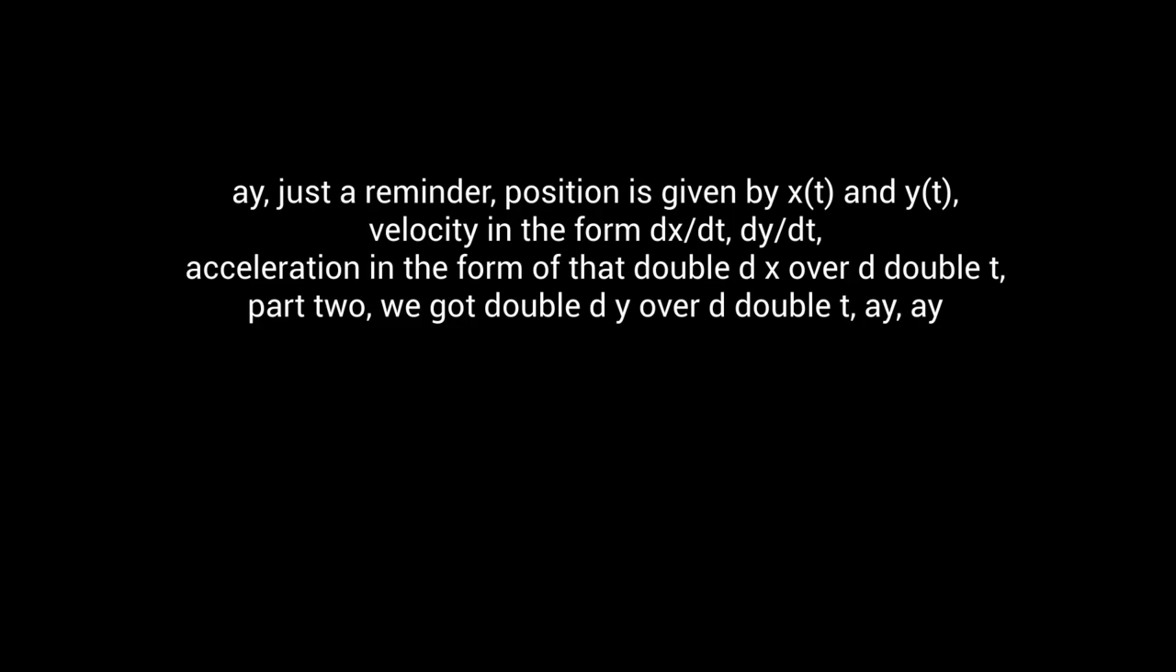Let's go. Sketch, you tell him. Hey, just a reminder, position is given by x of t and y of t. Velocity in the form dx over dt, dy over dt. Acceleration in the form of double dx over d double t. Part 2, we got double dy over d double t.